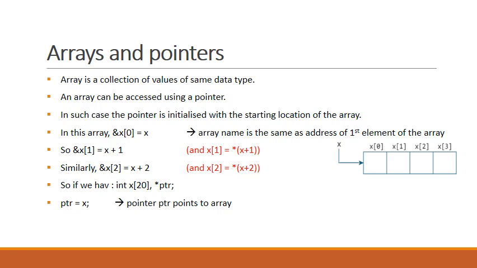அதுக்கப்புறம் நம்ம ப்ரீவியஸா படித்த ப்ளஸ் ப்ளஸ் ஆப்ரேட்டர் இருக்கு இல்லையா, இல்லைனா ப்ளஸ் ஒன், ப்ளஸ் டூ அந்த அரித்மெட்டிக் ஆப்ரேஷனை வச்சு நம்ம பாயிண்டரை நெக்ஸ்ட் பொசிஷனுக்கு மூவ் பண்ணி யூஸ் பண்ணிக்கலாம். So here we have &x[0]. &x[0] அப்படின்னா என்ன அர்த்தம், first element-ஓட address.